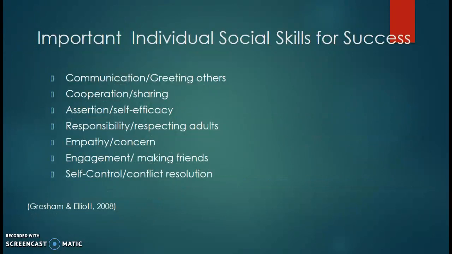So these are the important individualized school social skills for success. Obviously, being able to communicate and greet others, making eye contact, like I said, using an appropriate tone of voice and some gestures, or just being polite and saying please and thank you. Cooperation and sharing: helping others, sharing, and complying with the rules in the classroom, but also out in society. Assertion: initiating behaviors such as asking others for information, introducing oneself, and responding to the actions of others.